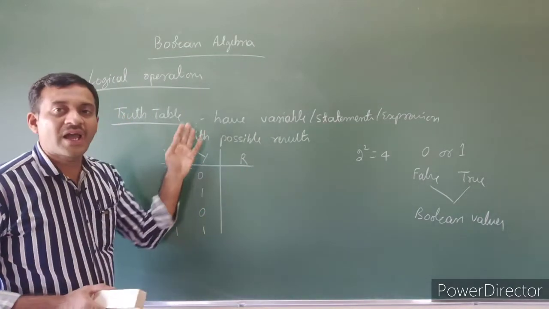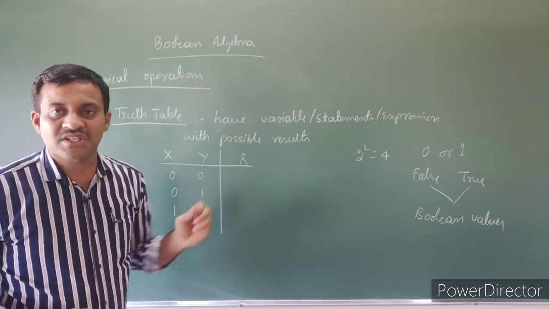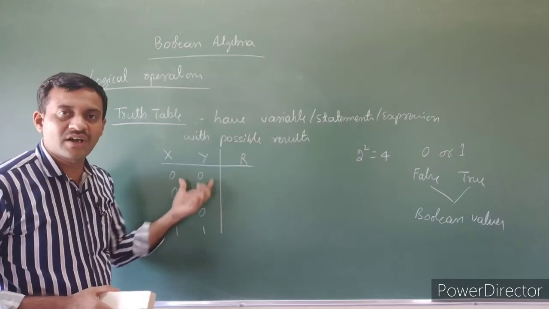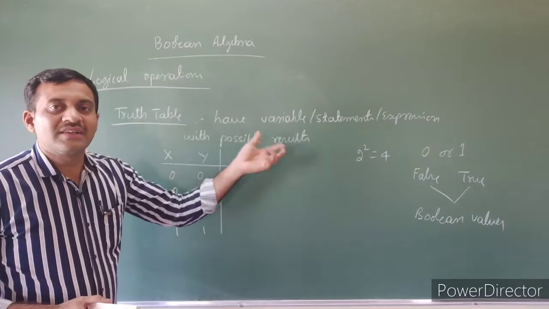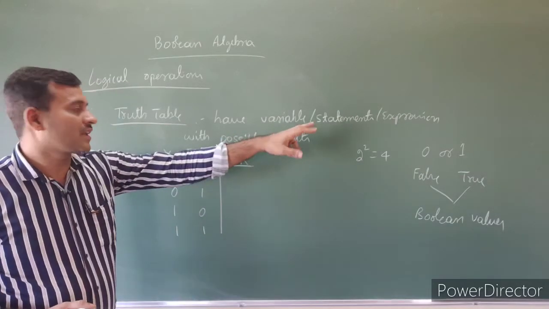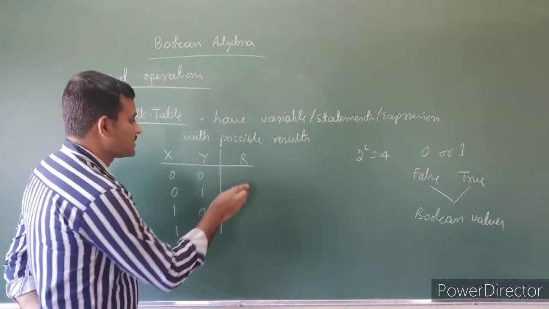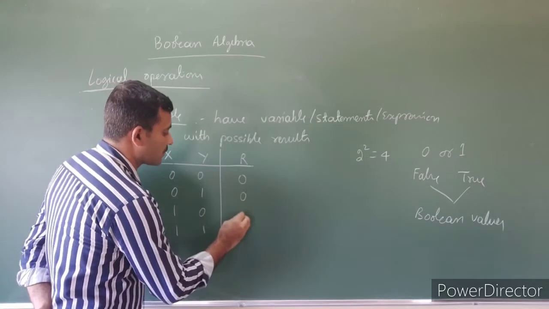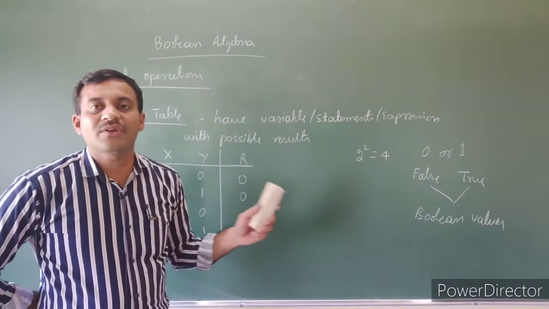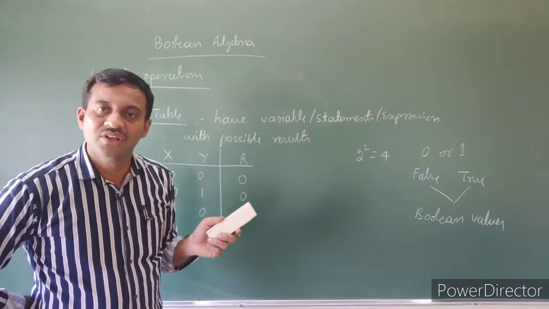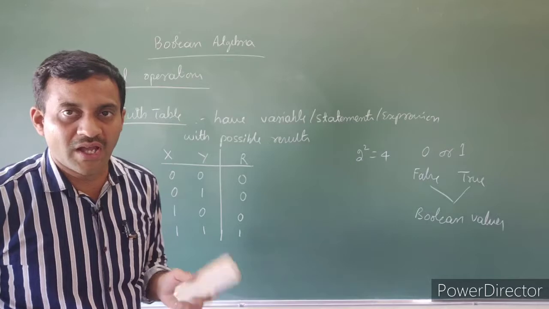Then what is a truth table? It has variables, statements, or expressions, a collection of them along with the possible results. Here the possible results are, assume, 0 0 0 1. Again the result is also a unique value. Every variable in a truth table has unique values.